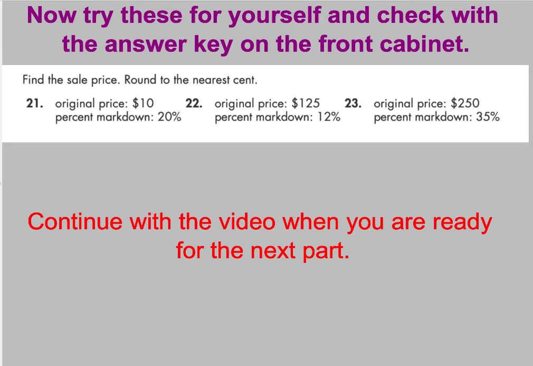There are 3 problems right below this on your worksheet. I want you to pause the video and do these 3 problems for yourself. Then you're going to go up to the front cabinet and check your answers with the answer key that's up there. Make sure you show all the work. Make sure you have the right answer and it is rounded to the right place value. Once you're done, come back to the video, hit play again, and then you're going to go on to the back of the page.